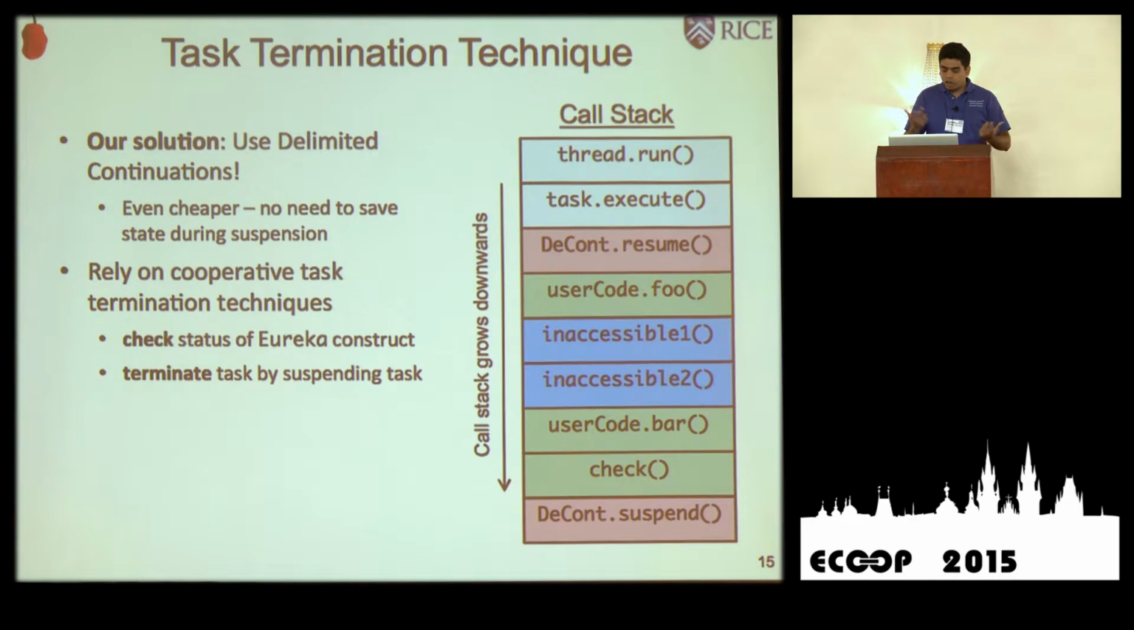And so how do we terminate a task? Anytime we want to terminate a task, we have this method called check, and then check goes ahead and does the necessary logic, checking if this task needs to be terminated. If it has to be terminated, then suspend the computation. If you call suspend, then control returns to the runtime, and then the runtime can choose what to do next.